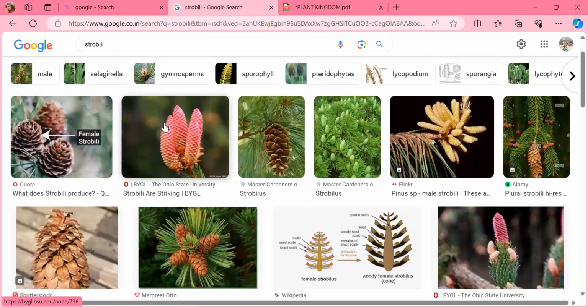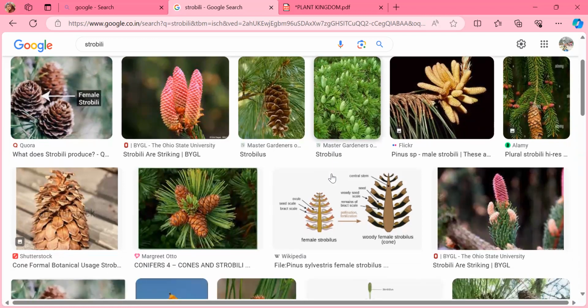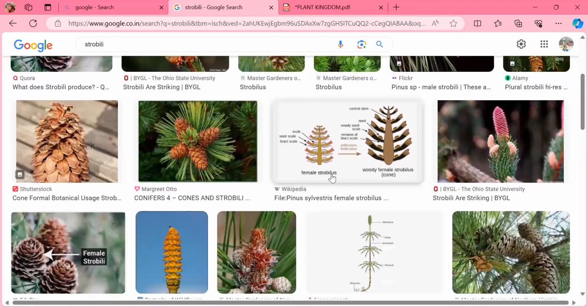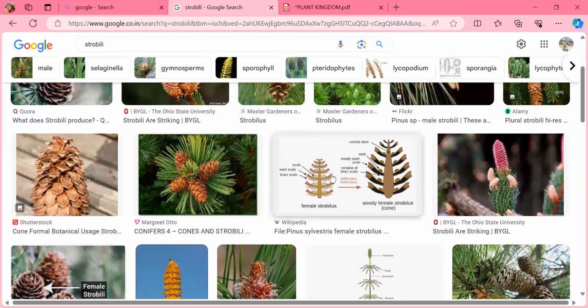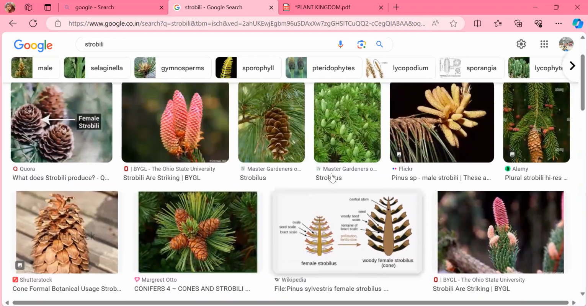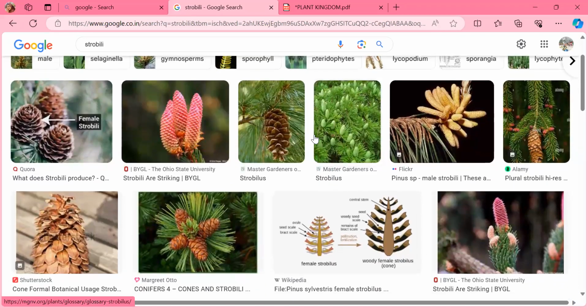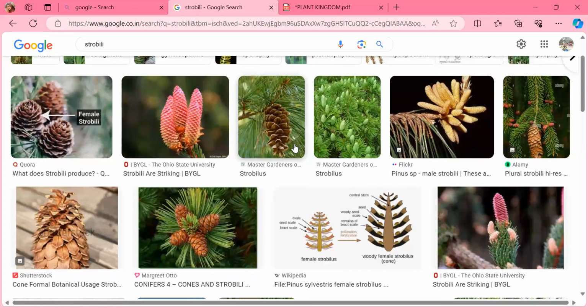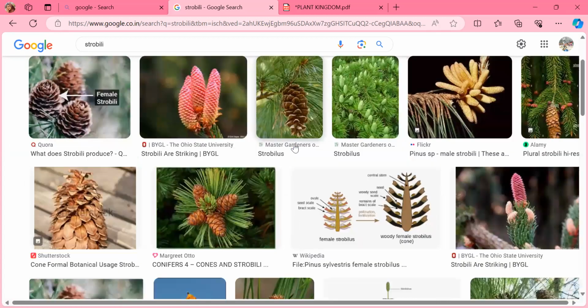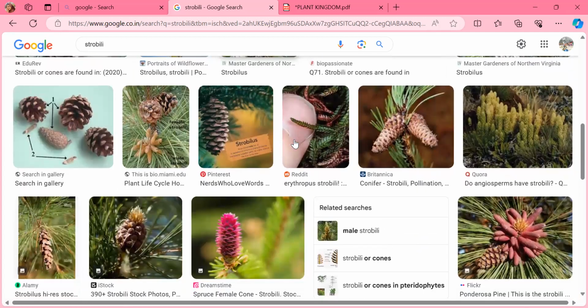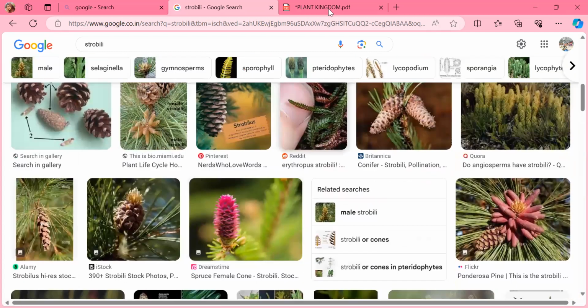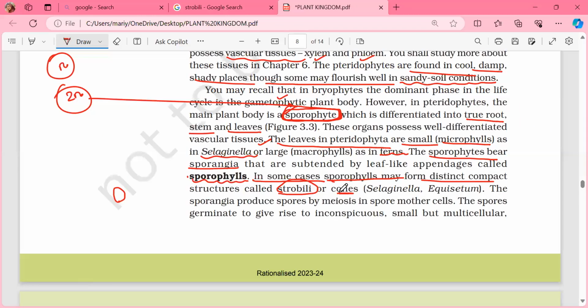The leaves have formed a cone-like structure now. But these are not pine cones. I thought it was pine. No, it is not. It looks so familiar. It does, but it is not. It is strobili. Okay, it is very small. It is not that big. Pine cones are huge. It is very tiny. So these sporophylls got compact.